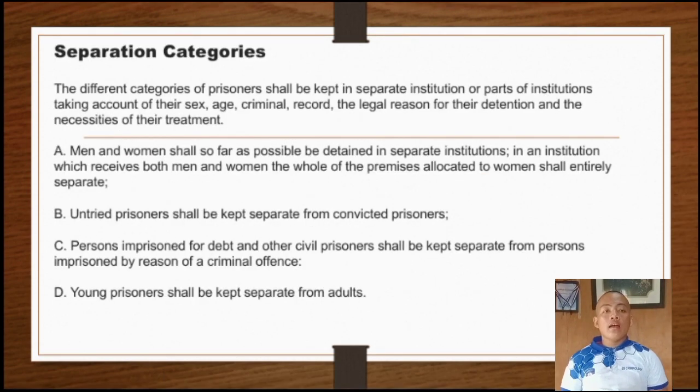Next is separation of categories. The different categories of prisoners shall be kept in separate institutions or parts of institutions, taking account of their sex, age, criminal record, and the legal reason for their detention and the necessities of their treatment.